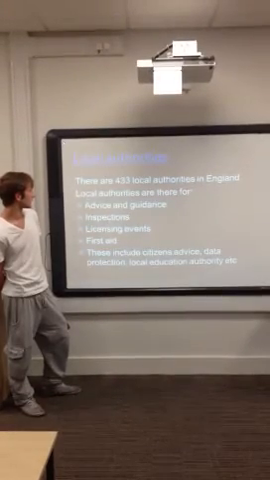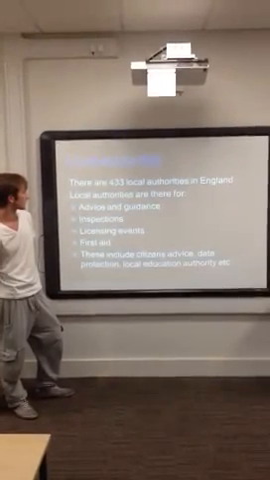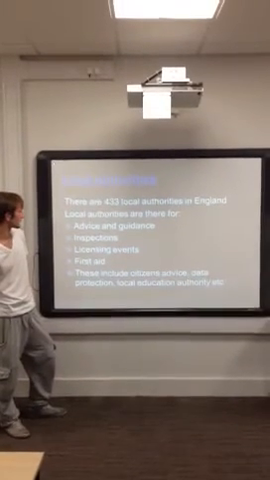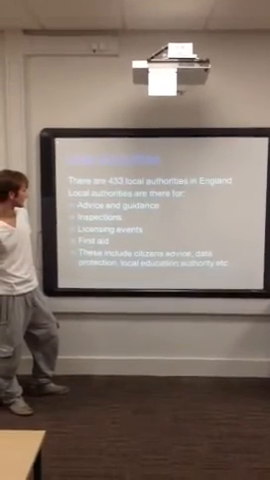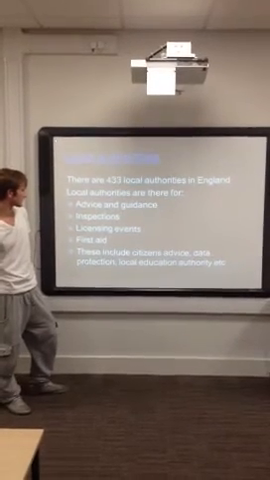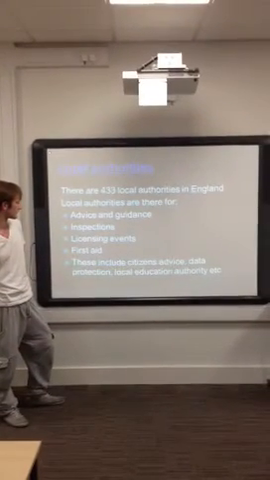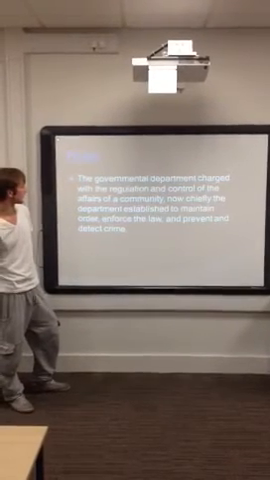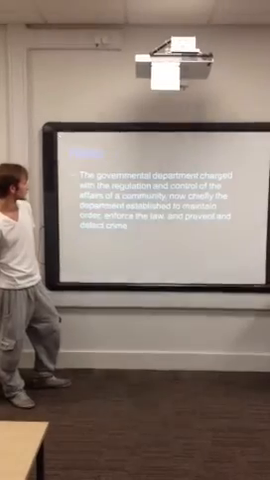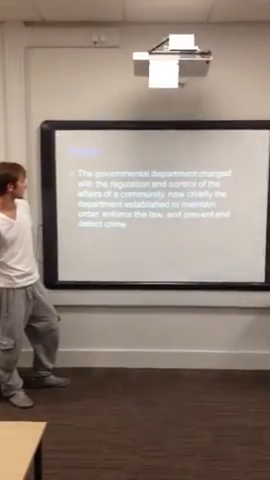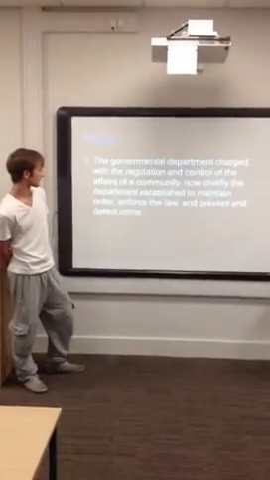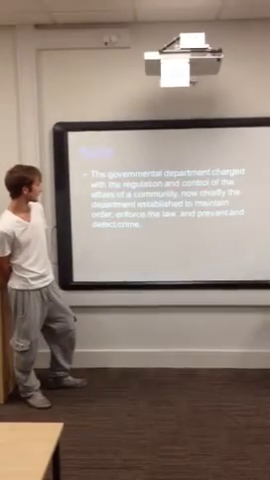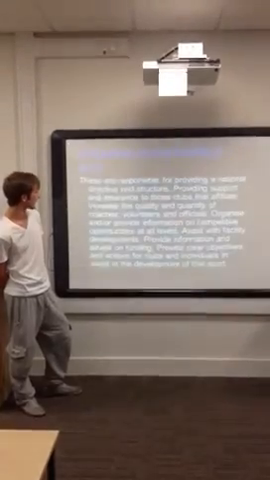Legal authorities. There are 433 local authorities in England. Local authorities are there for advice and guidance, inspections, licensing events, first aid. These include citizens' advice, data protection, local education authority. Police: the governmental department charged with the regulation and control of the affairs of the community. Now chiefly the department established to maintain order, enforce the law and prevent and detect crime.